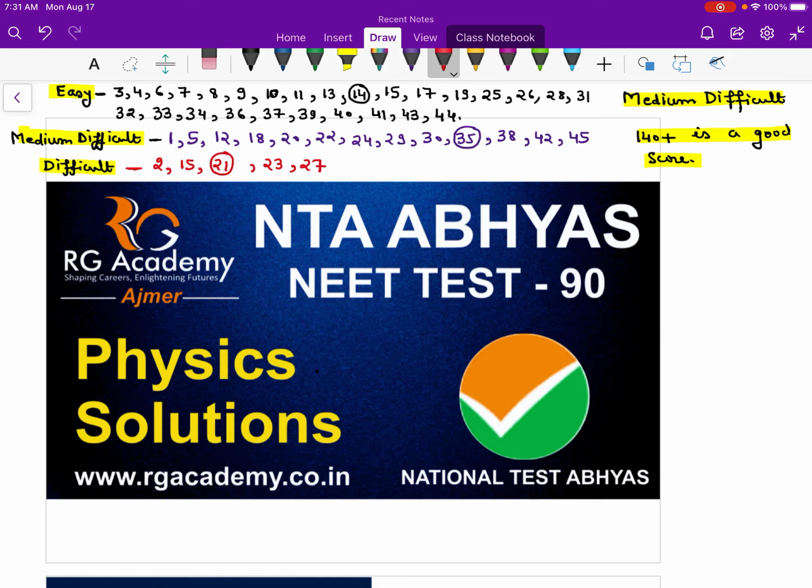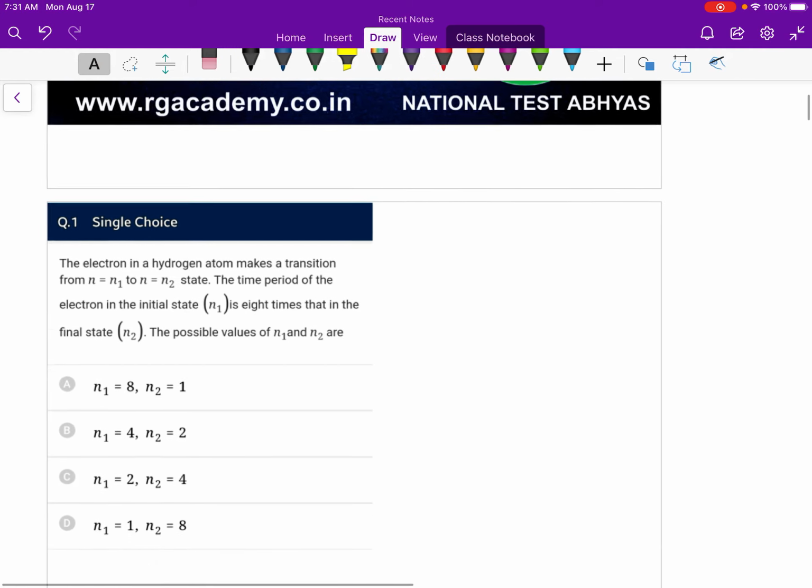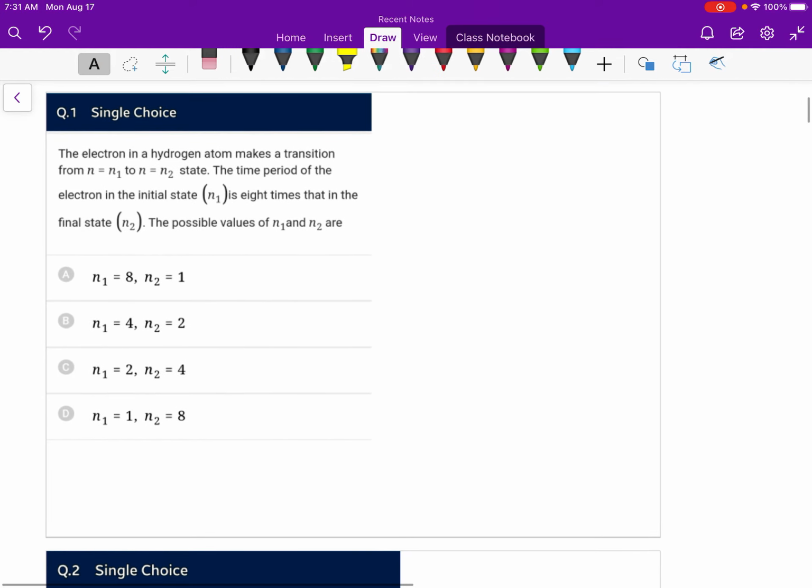Overall paper is on medium difficult side. 140 plus is going to be a good score. 27 questions are on easy side, 13 questions are on medium difficulty level, and 5 questions are of difficult level. Okay, and 3 questions have some discrepancies which I'll discuss in the due course. So let's start from the question number 1.